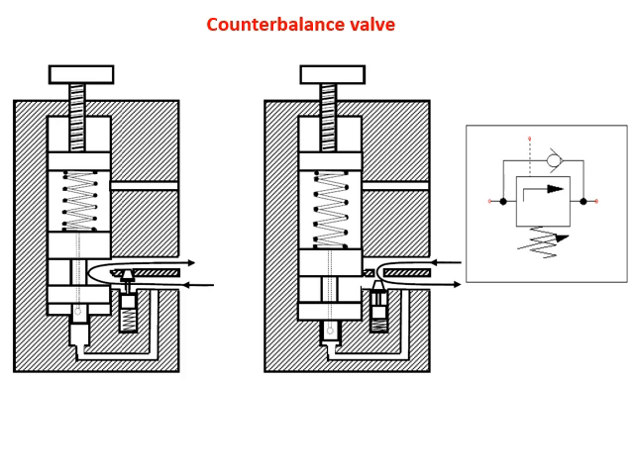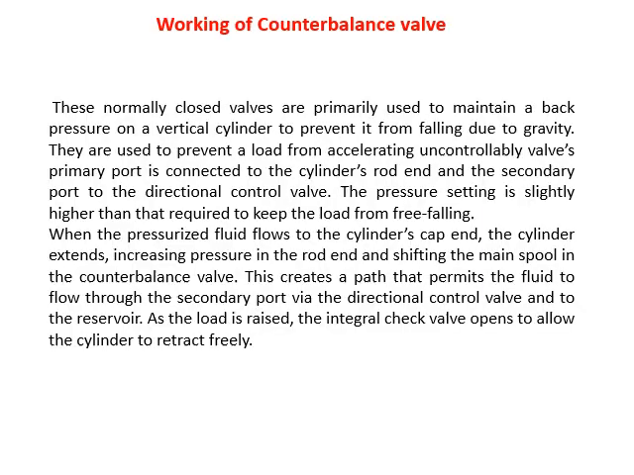So another type of valve is the counterbalance valve. Here you can see the counterbalance valve symbol. Now the counterbalance valve has a specific function. These are normally closed type valves and are primarily used to maintain the back pressure on a vertical cylinder to prevent it from falling due to gravity. They are used to prevent the load from accelerating uncontrollably.